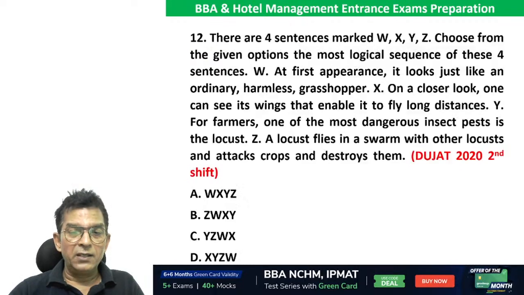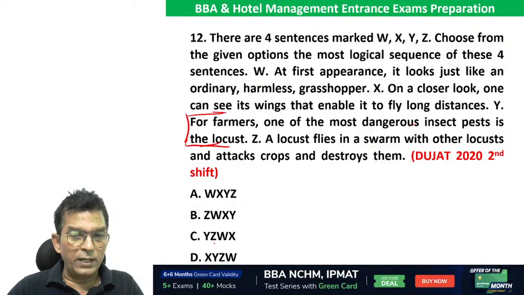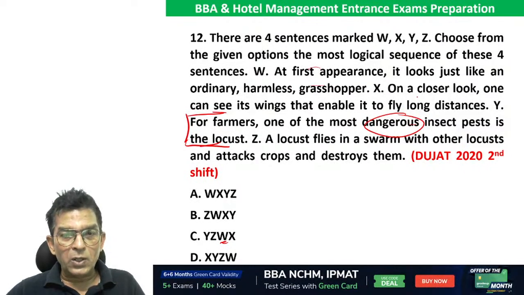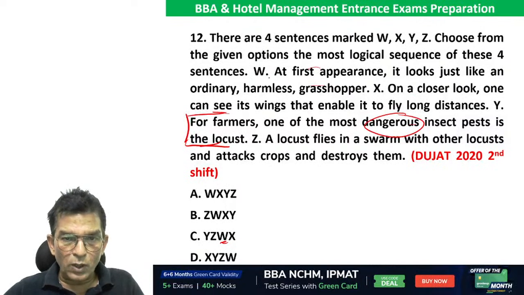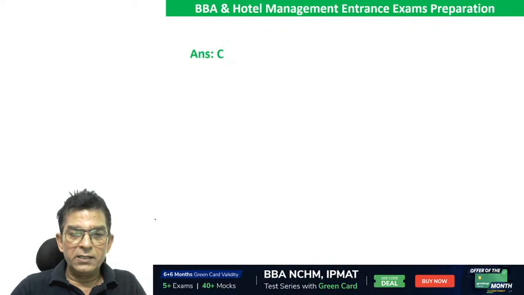The answer is C. We have to start with Y, where it says, for farmers, one of the most dangerous insect pests is the locust. Well, I've introduced the thought. And then Z says a locust flies in a swarm with other locusts and attacks crops and destroys them. That's why it's a dangerous pest. And then W says, at first appearance, it looks just like an ordinary harmless grasshopper. On a closer look, one can see these two are compulsory pairs. W and X must come together. So we have C as the answer.